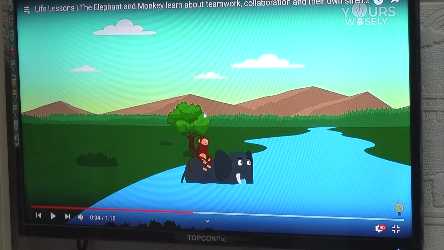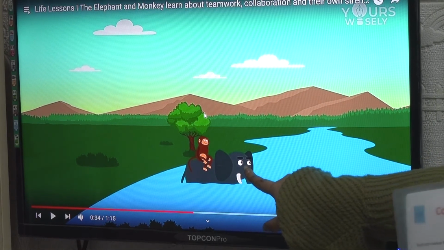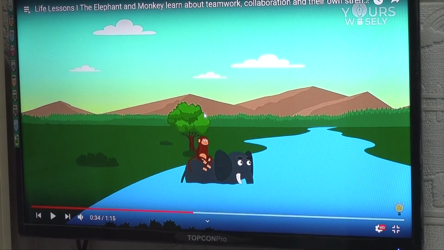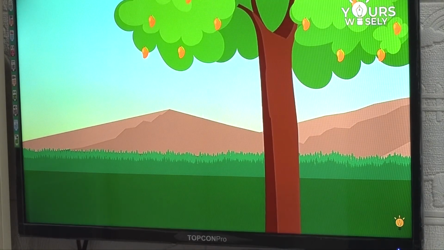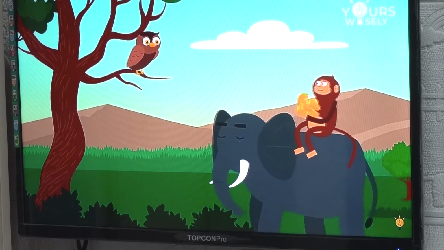What is the difference here? Was the monkey able to swim? No, he wasn't brave enough to swim, right? Who helped him? The elephant, right? With the help of the elephant, he could cross the river. Too high, the elephant said. The monkey said, not for me, it's not too high for me.